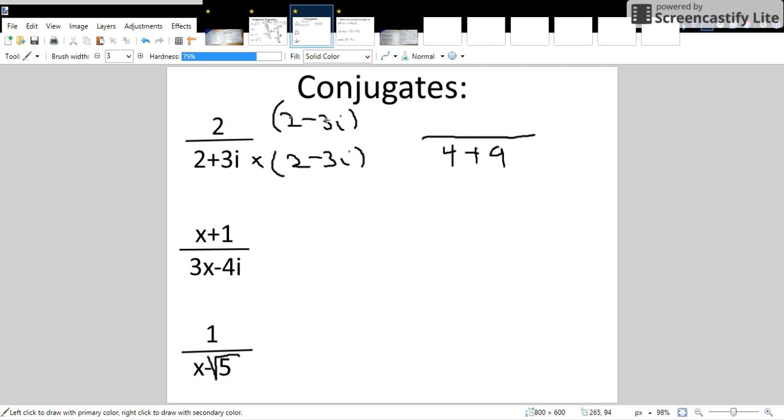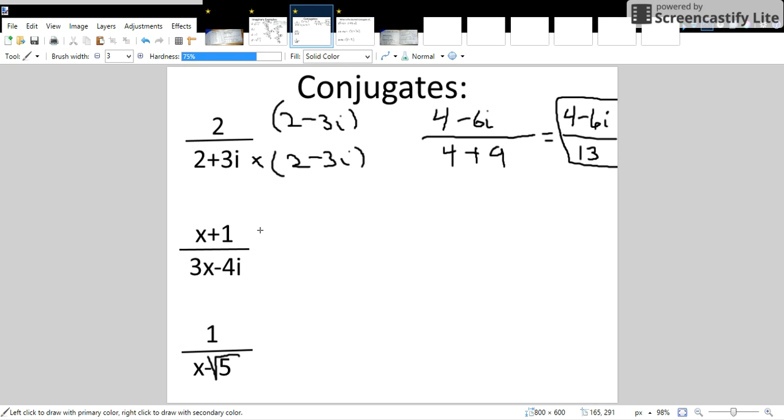And at the top, you have 2 times 2 is 4, and 2 times negative 3i is negative 6i. Now we're not quite done. We want to add the 2 numbers in the denominator. So we have 4 minus 6i, and then over 13. That is our rationalized fraction. We have a simple number at the bottom, a real rational number, and at the top, now that's where you could have some other complex stuff.